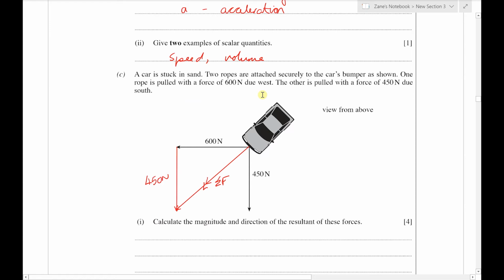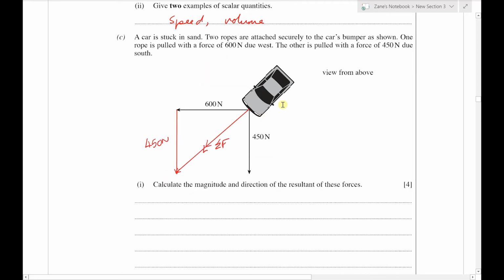Next part of the question, we have a car stuck in sand and it's being pulled by two ropes with forces of 450 and 600 newtons as shown on that diagram there. Now, to me, the easiest way of adding vectors is to put them tip to tail, so I've added a little bit to this diagram and redrawn the 450 newton vector with its tail at the tip of the 600 newton vector. The resultant then is from start to finish. The question asks us to find both the size and direction of the resultant of these forces.